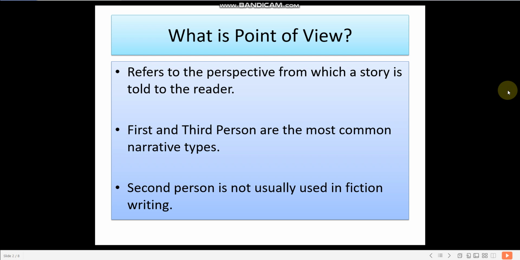So, what is point of view? Well, point of view refers to the perspective from which the narrator tells a story to the reader. We have 3 points of view: the first, second, and third person point of view. First and third person are the most common narrative types, whereas second person is not usually used in fiction writing.